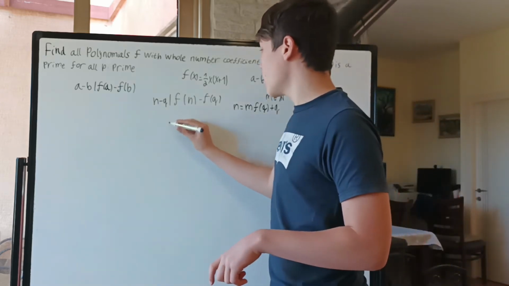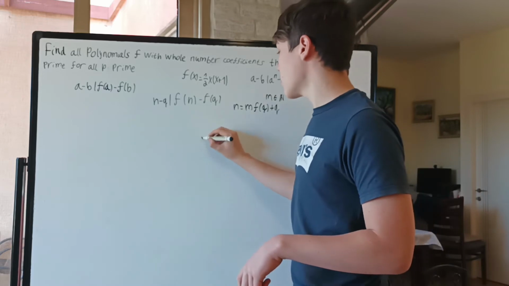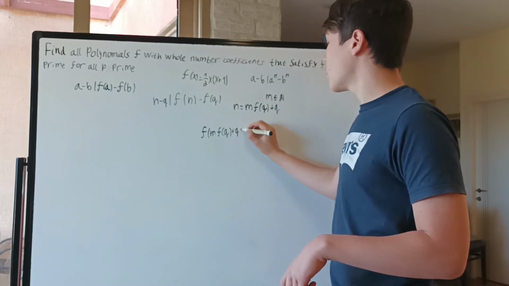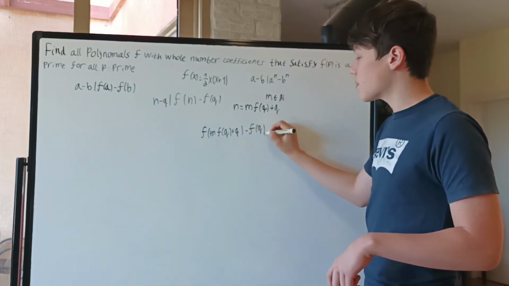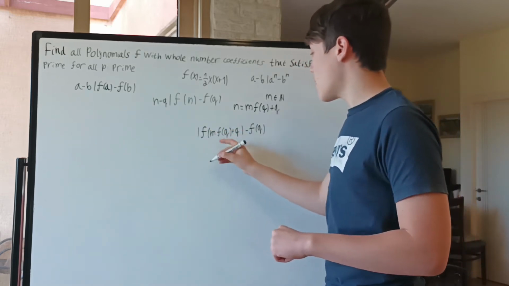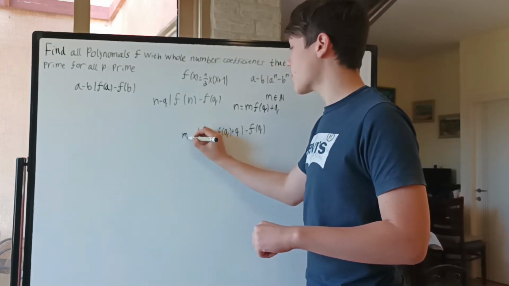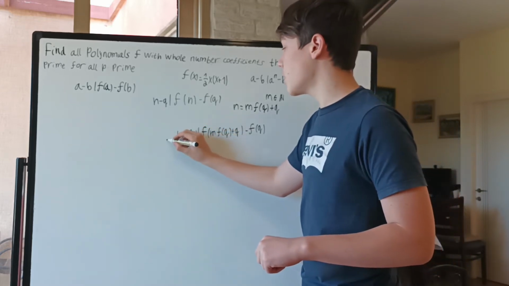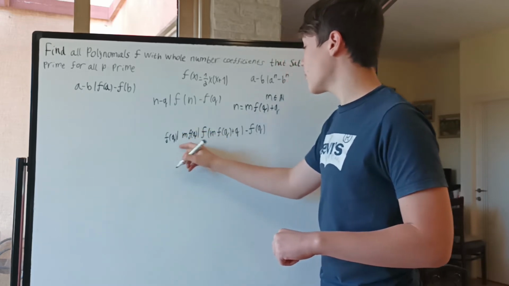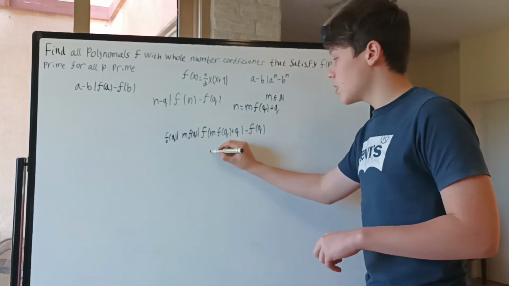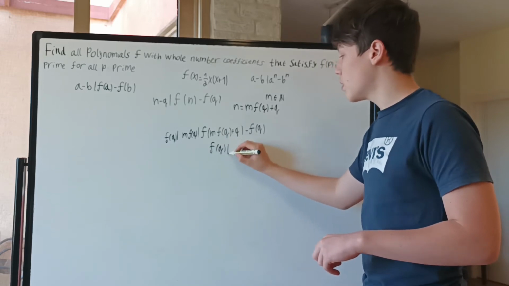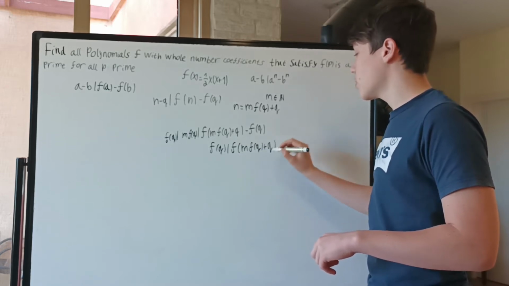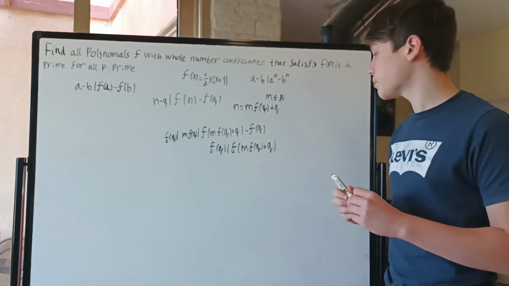So if we substitute this n here, we get that f of m f of q plus q minus f of q is divisible by their difference, which is m f of q. But then f of q divides m times f of q. So f of q divides this minus f of q, so f of q divides into f of m f of q plus q. So this always holds.